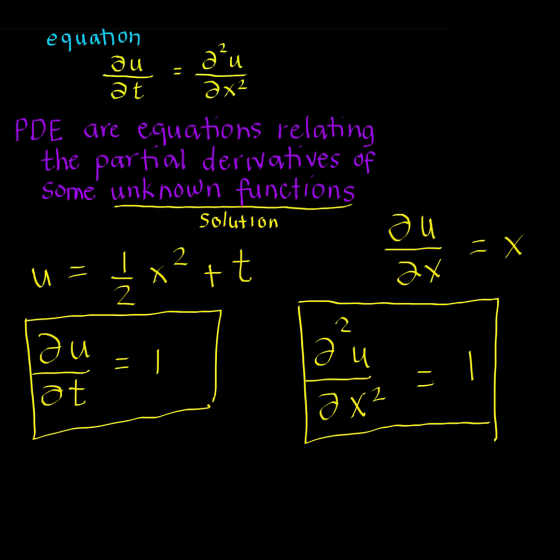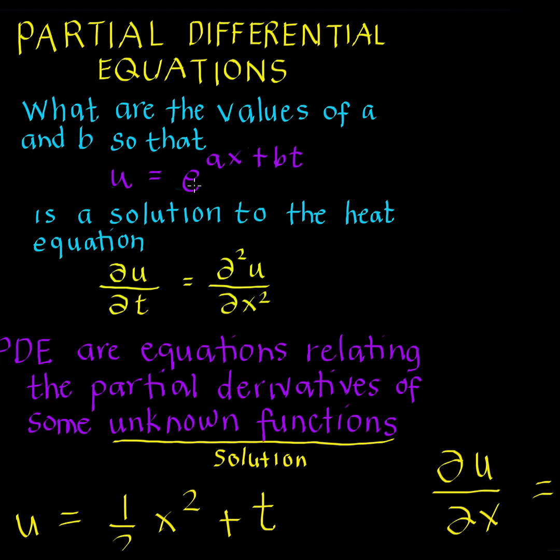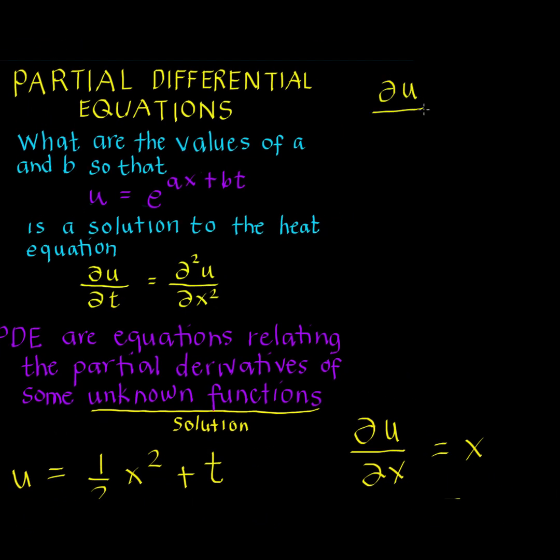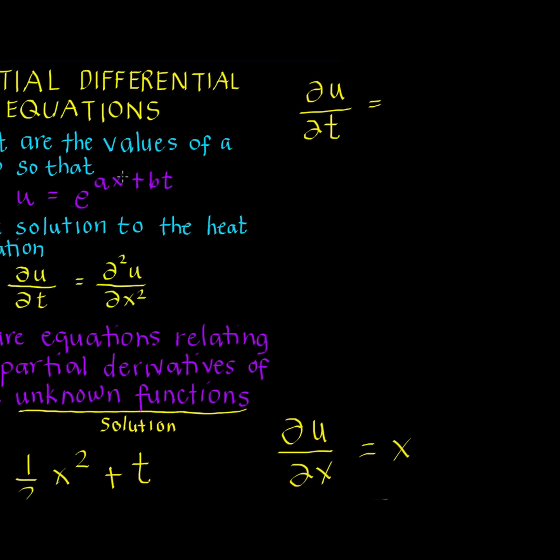Now, going back to our main problem, if our u is e raised to ax plus bt, we need to find the value of a so that we can satisfy this heat equation. So we need to find first the partial derivative of u with respect to t, where our u here is this equation. In order to compute the partial derivative of this with respect to t, this variable x is constant. The derivative of e to the exponent is e to the exponent, so e raised to ax plus bt times the partial derivative of the exponent ax plus bt with respect to t. That means this ax is 0, so the derivative with respect to t is b, so times b.